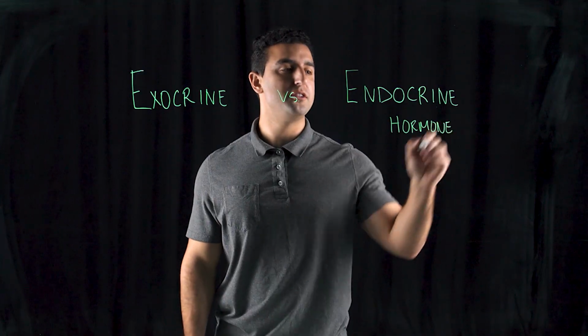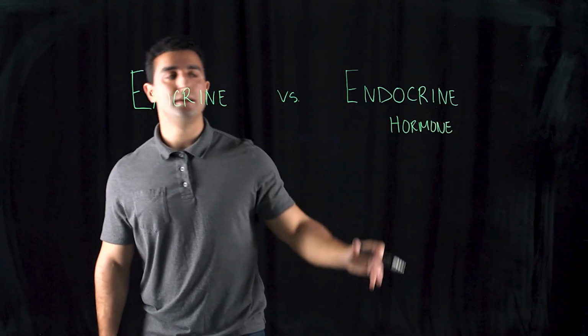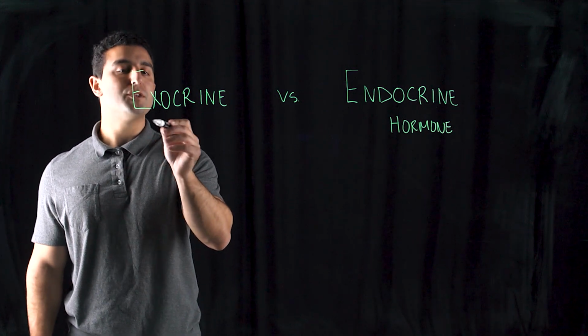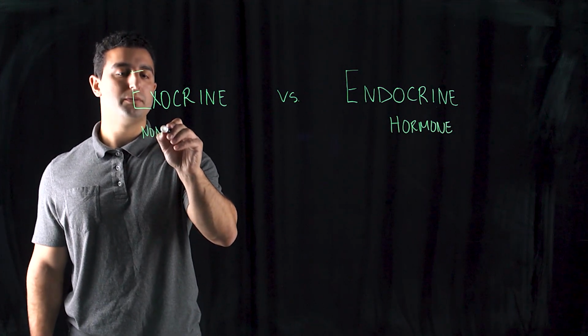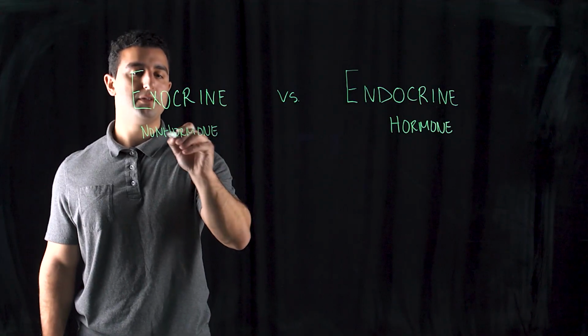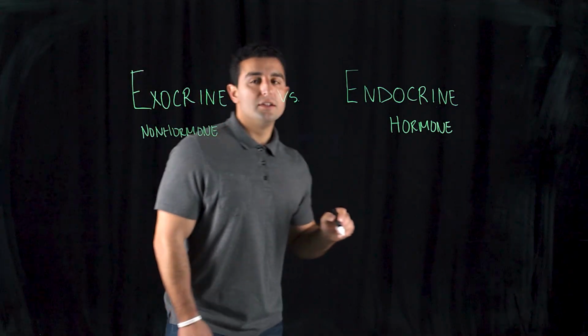right? So chemical messengers that are transported through the blood, versus exocrine systems do not make hormones. They just make secretions, so non-hormones. So I'll explain later what I mean by that. So non-hormones. So what else do they do?